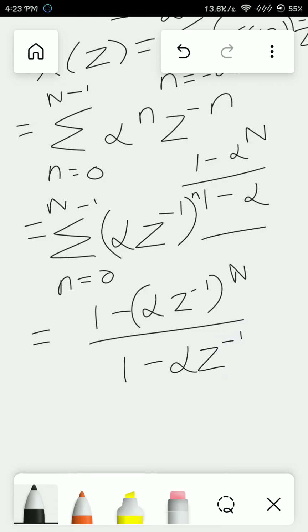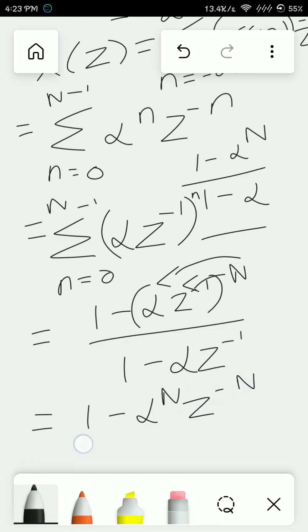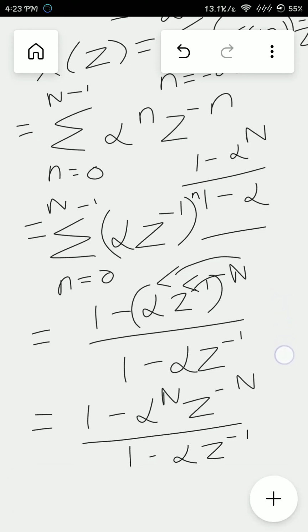What did we do, right? Now, if you multiply this power of n to both, you're going to get 1 minus alpha to the power of n, that is z to the power of minus n, divided by 1 minus alpha z to the power of minus 1, right? So now I guess you got it how to do it. This is the resultant.